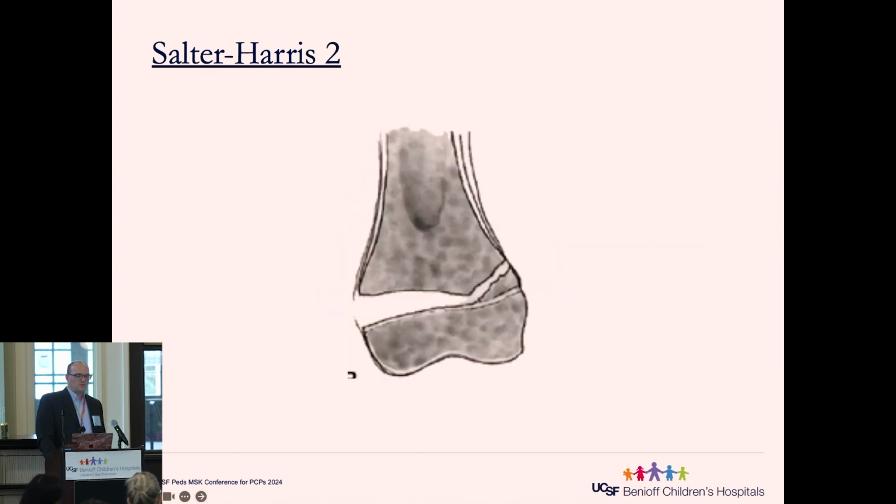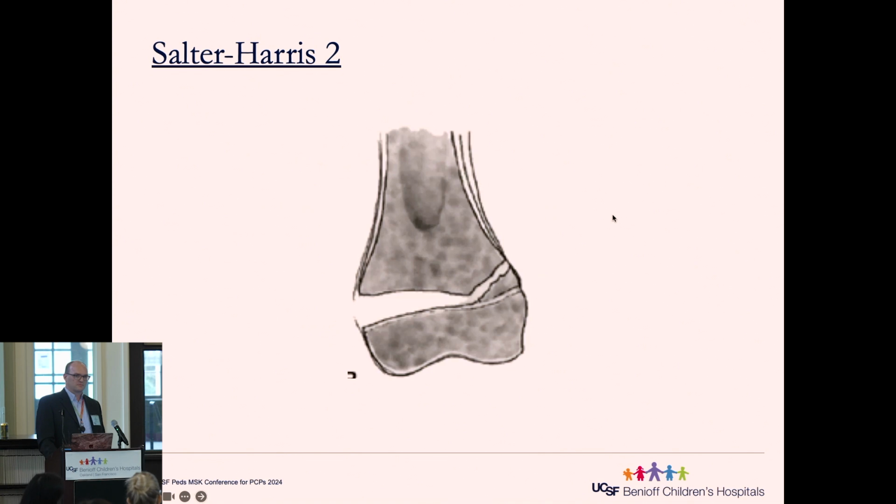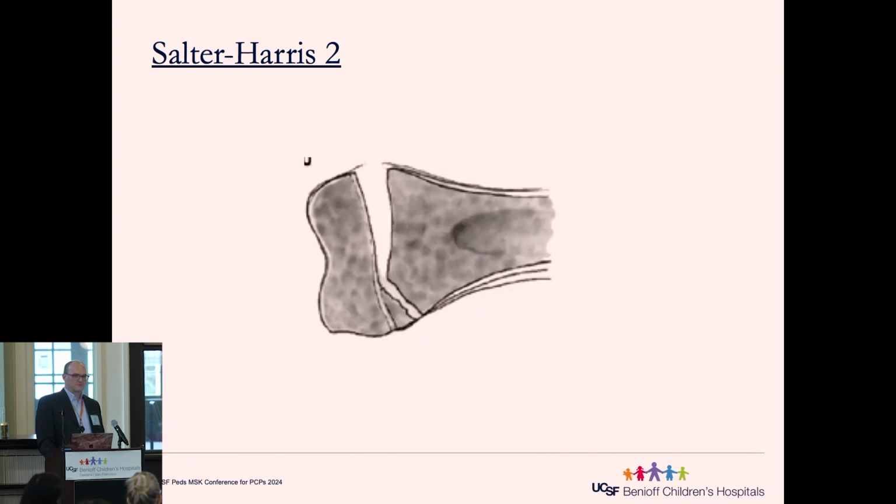Salter-Harris 2, we have a little bit of a different fracture line. You can see here that you have a gap through part of your physis, so the growth plate is disrupted, but there's a little piece of metaphysis, so the bone is stuck. So you turn it on its side, kind of looks like a 2. Sometimes it's the right, sometimes it's the left, so therefore this one worked.